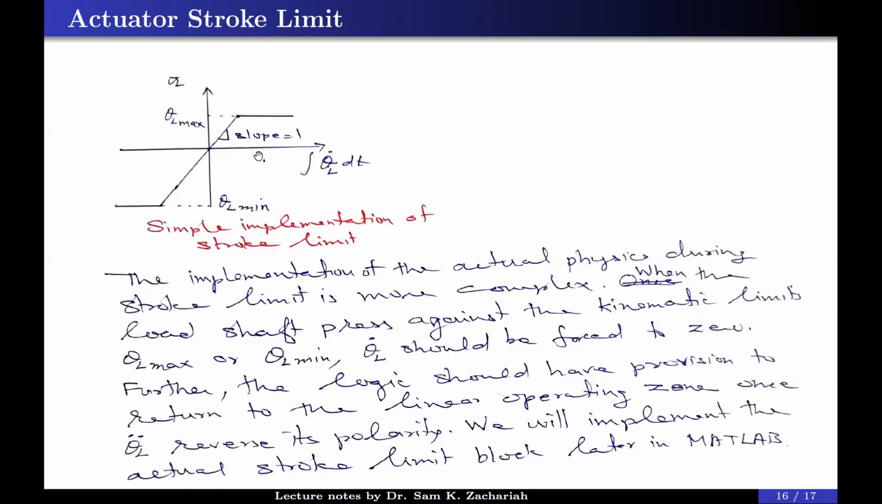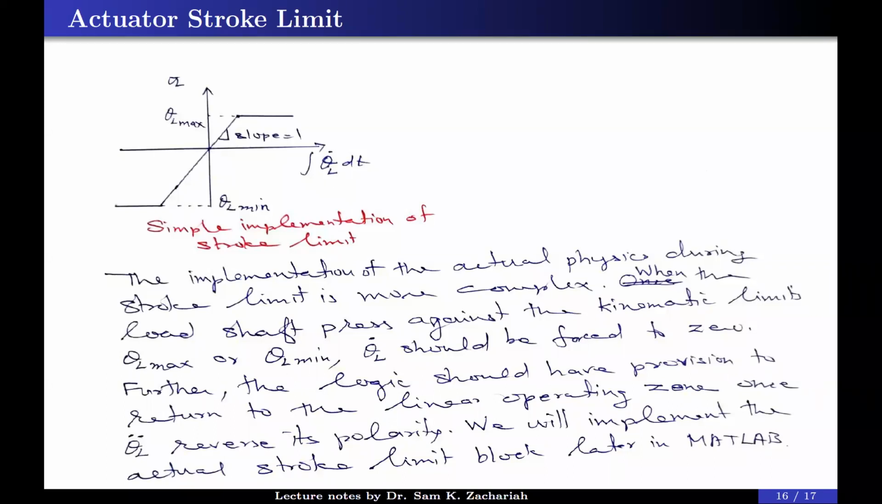One is the moment the integral of theta L dot is touching the limit, we have to stop the process of integration. No more integration is possible. Not only that, we know that the velocity is going to be 0, because getting stopped means velocity goes. So if you put theta L dot equal to 0, that itself will make theta L get clamped to either theta L max or theta L minimum. So fundamentally, the moment the actuator hits the stroke limits, you have to forcefully make the velocity 0.